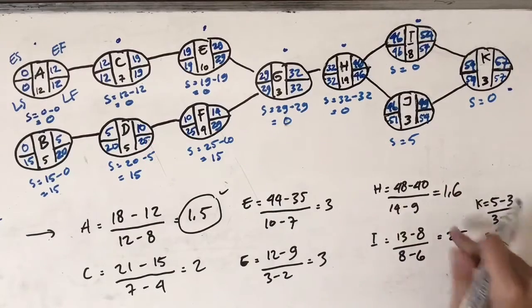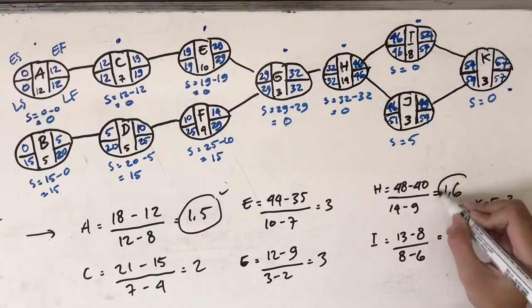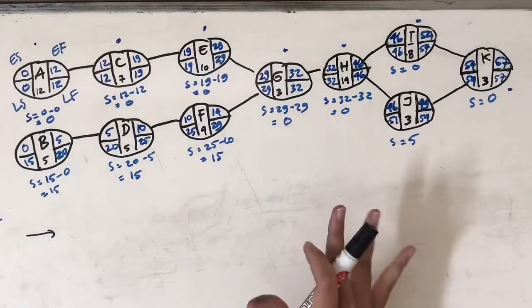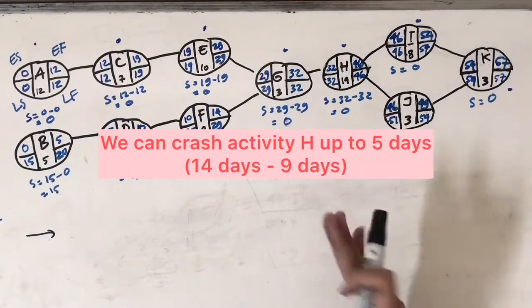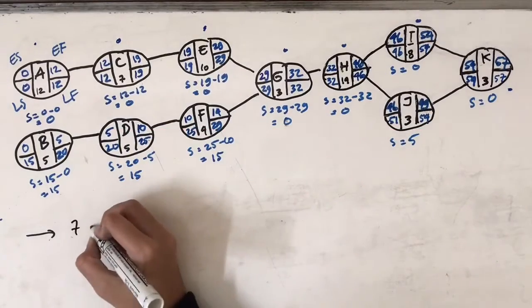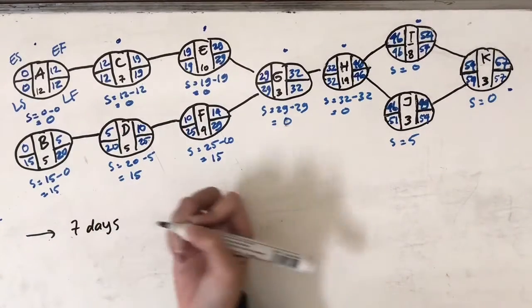From the calculation, we find that activity H has the second lowest cost with 1.6 million, so we choose it to crash the last 3 days. Actually, activity H has 5 days to crash. We got it from 14 days minus 9 days. Well, we only need 3 days more to make it 7 days sooner, right?